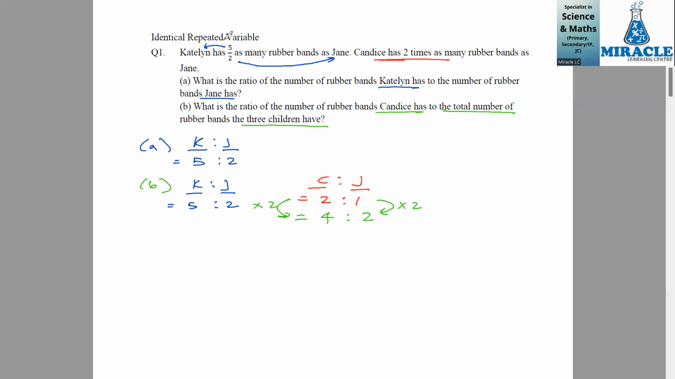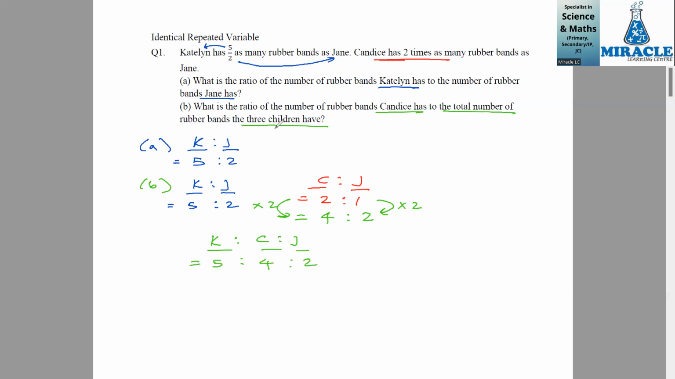So now we can put all of these ratios together. So we will have Caitlin to Candice to Jane. And since Jane has the same units, we can combine them. So we will have 5 to 4 to 2.